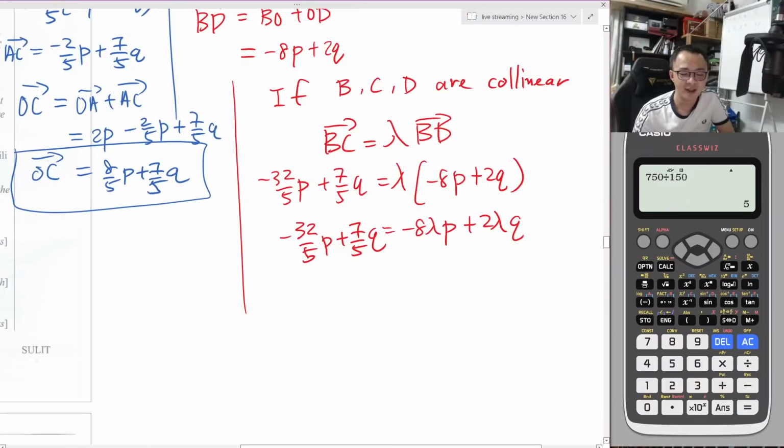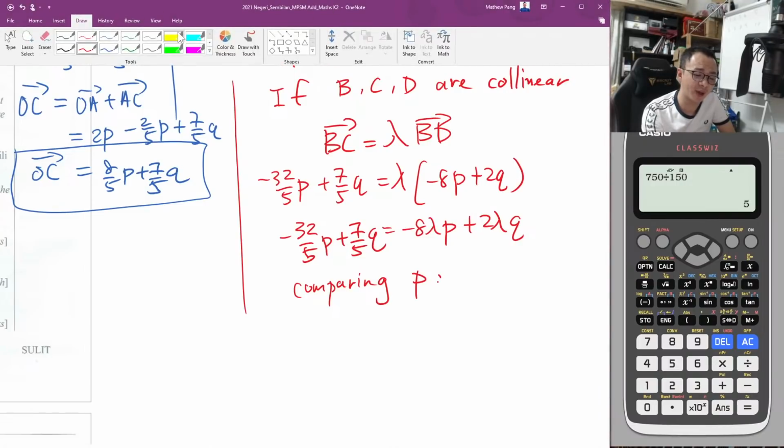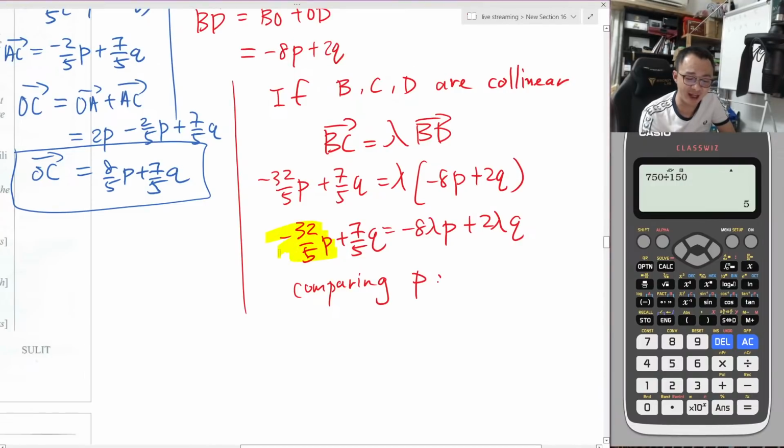So therefore, in this case, I will compare the p first. When I say comparing the p, what does it mean? It means I will take the value beside the p. It doesn't include the p, just beside the p, and assume they are equal. And then after that, I will do the same thing for q.